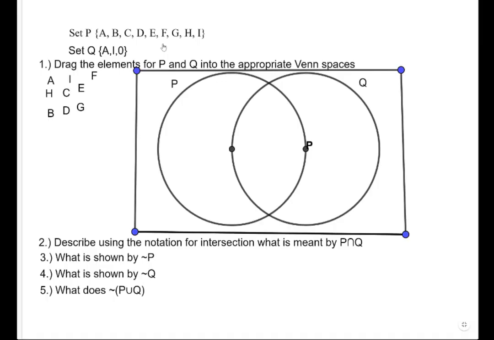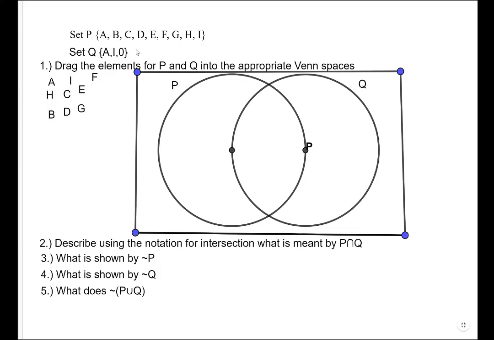So at this point, what you can see is I have set P and set Q. This one has the letters A, B, C, D, E, F, G, H, I, and this set Q happens to have I, A, I, O. And if you notice, there are only 2 letters that are shared. So we know a student would have to drag the A and the I over into the intersection part, which is right here. And then finishing off the Q, finishing off A, B, C, D, I.